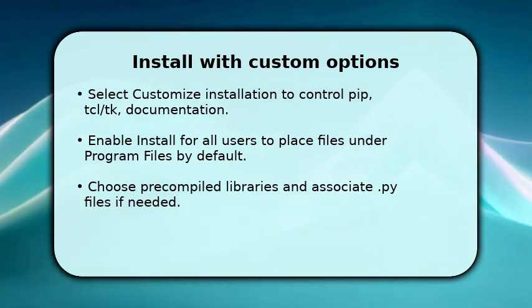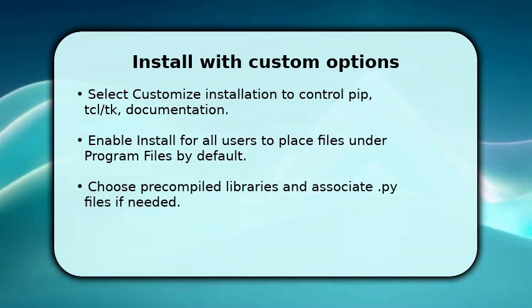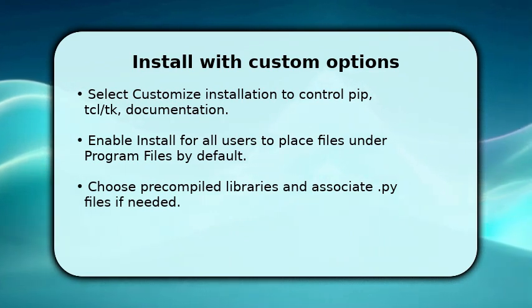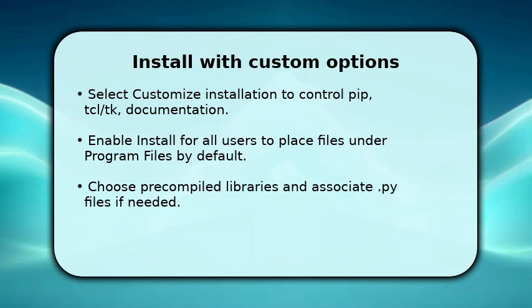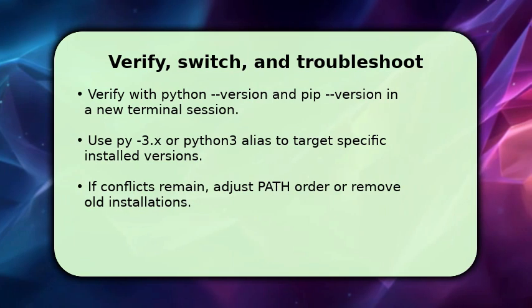Once done, choose the precompiled standard libraries and file association options so .py opens with your new interpreter. This ensures tools like pip and IDLE match the interpreter, and you finish by verifying the update. Open a fresh PowerShell window and run python --version and pip --version.